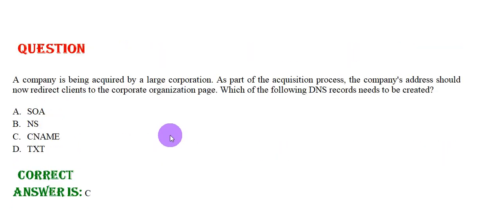The company is being acquired by a large corporation. As a part of the acquisition process, the company's address should now redirect clients to the corporate organization page. Which of the following DNS records need to be created? Option A, SOA. Option B, NS. Option C, CNAME. Option D, TXT. The correct answer is option C.